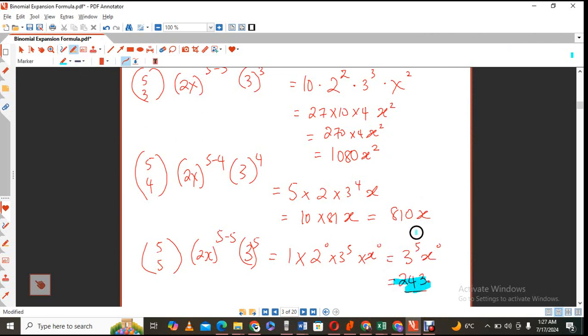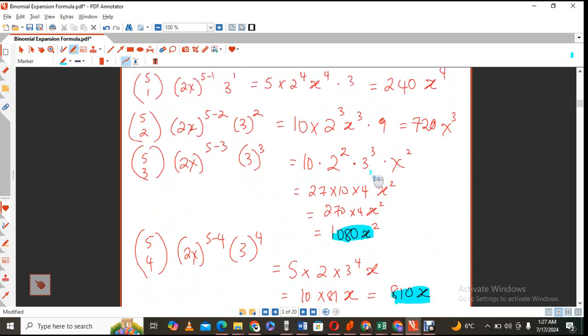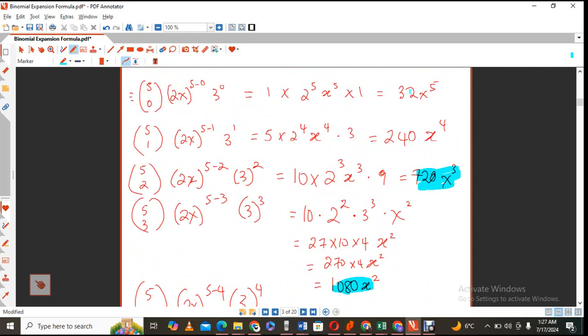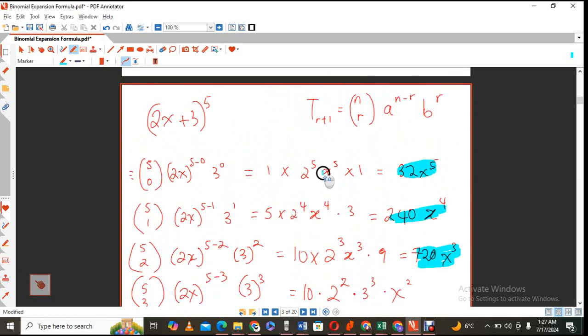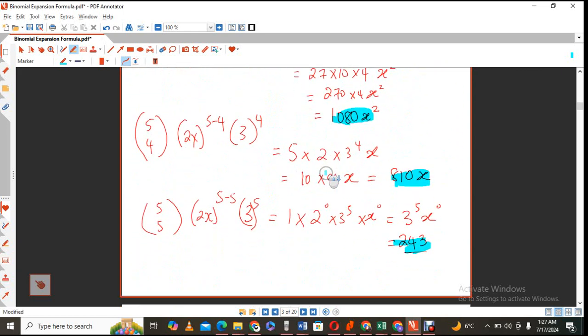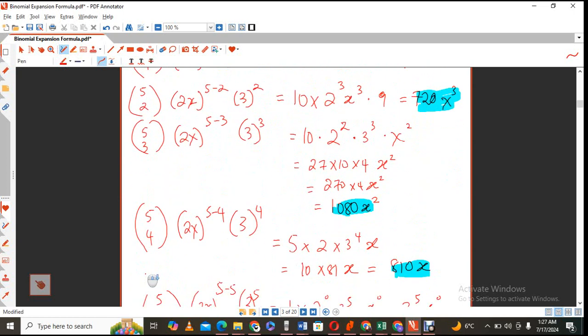Anyway, now what are my terms? I have got 243, 810x, that one over there for the x squared, then the x cubed term is the 720x. The next one is x to the power of 4, and the way it's been written, you are now getting the descending powers of x. So if we had to write them down, we can go ahead and give all the positive terms as they are. Okay, so the first one will be nothing but 32x raised to the power of 5.